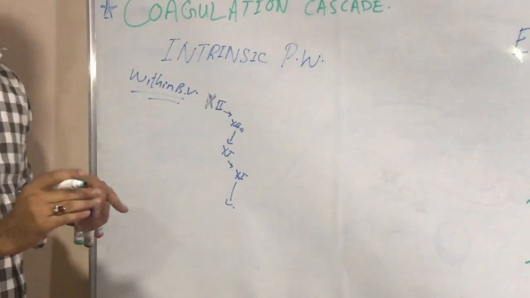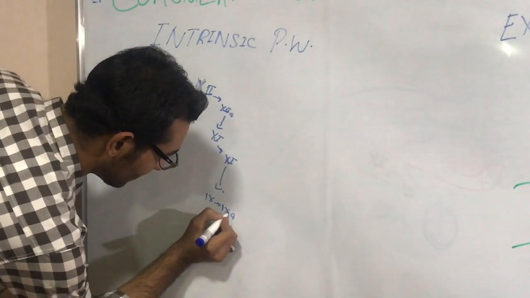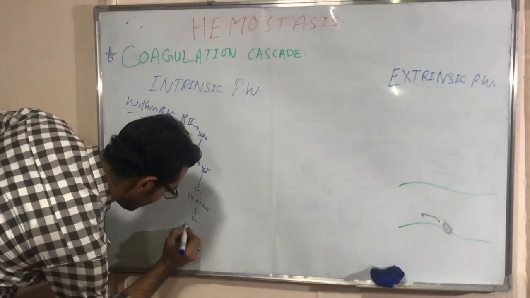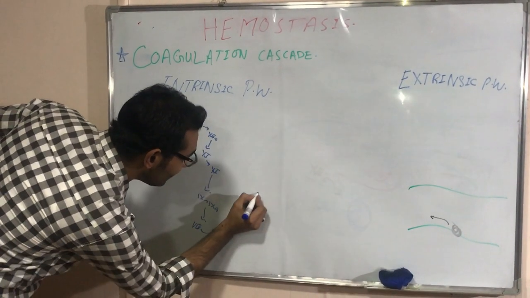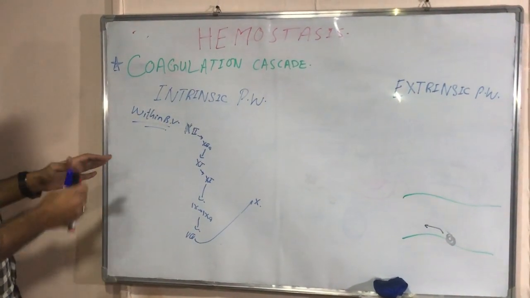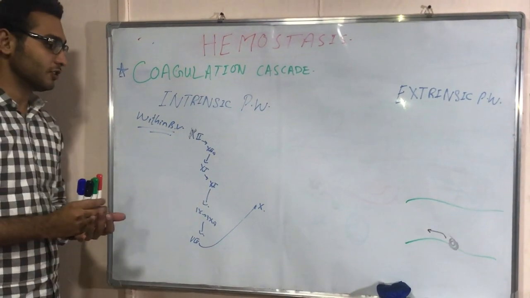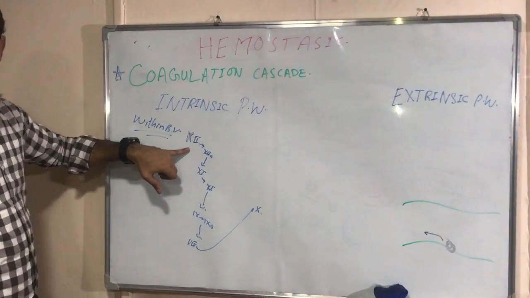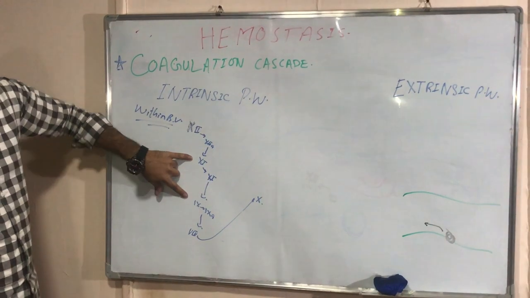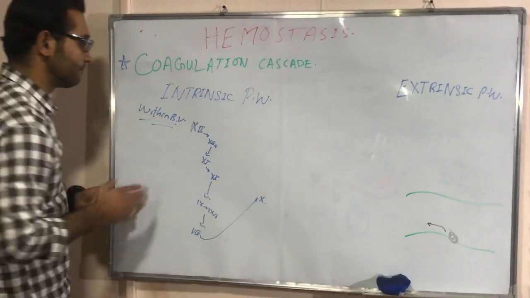Factor number 11 comes in contact with factor number 9 and activates it. Factor 9 comes in contact with factor number 8 and activates it, and factor 8 activates factor number 10. This is the intrinsic pathway. Again, it occurs within the blood vessels: subendothelial collagen activates factor 12, factor 12 activates factor 11, factor 11 activates factor 9, then 9 activates factor 8, then factor 8 activates factor number 10.